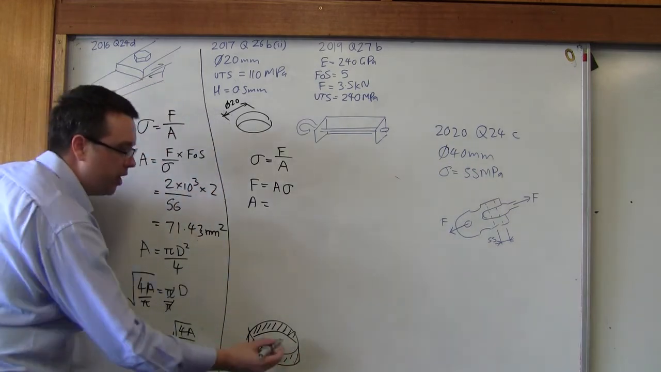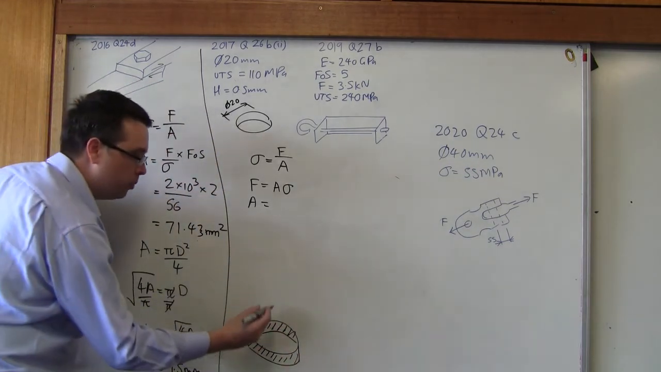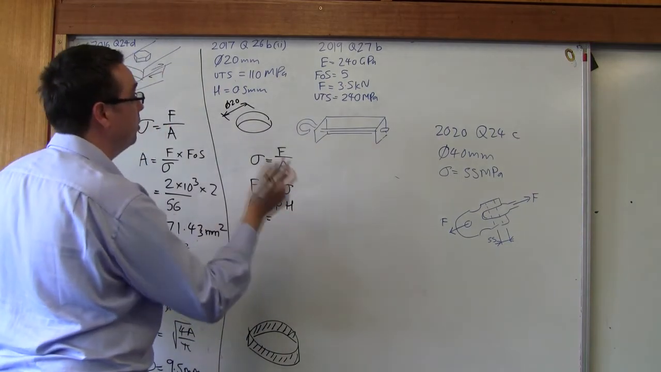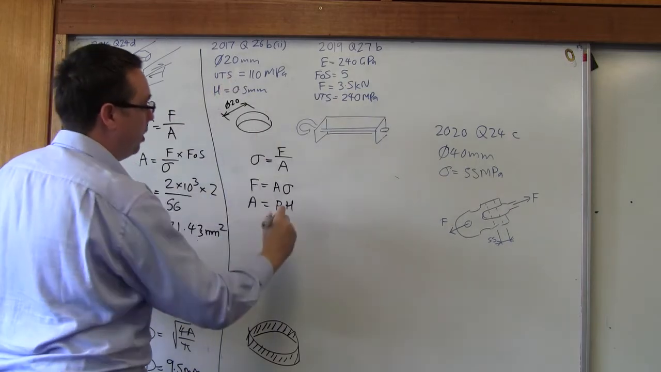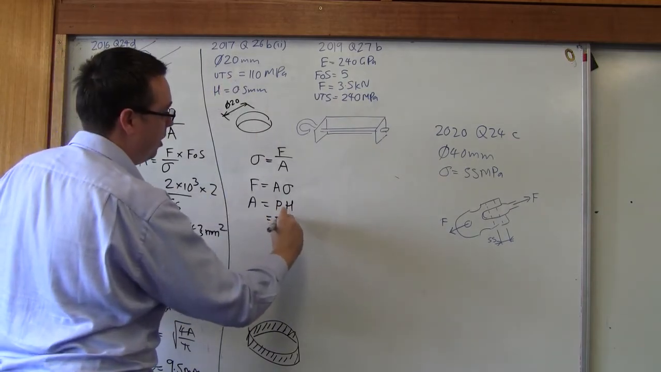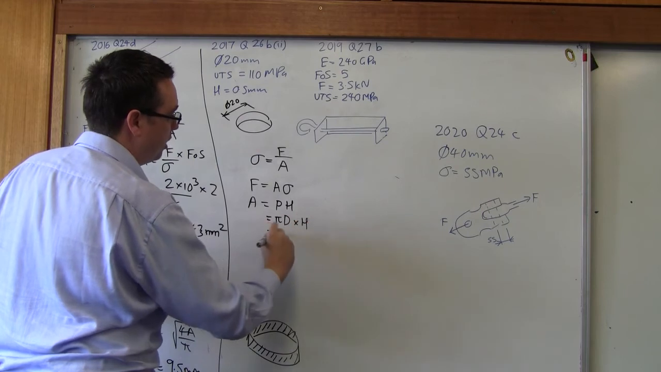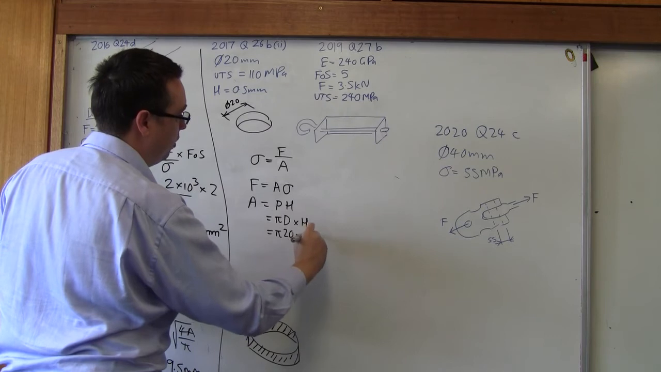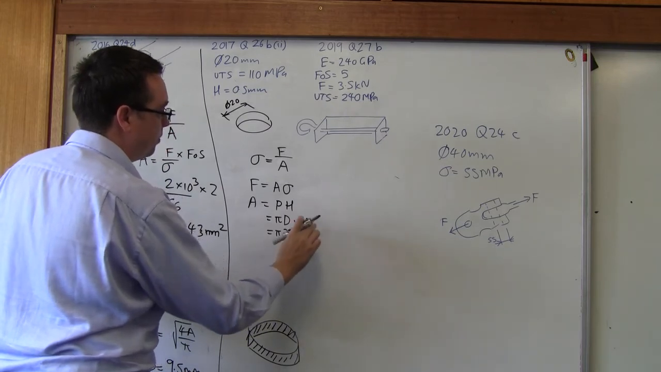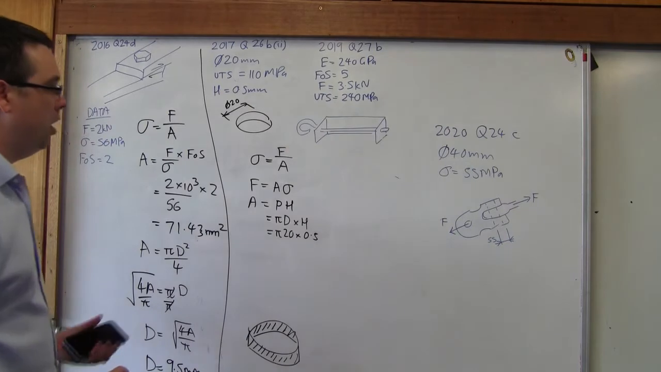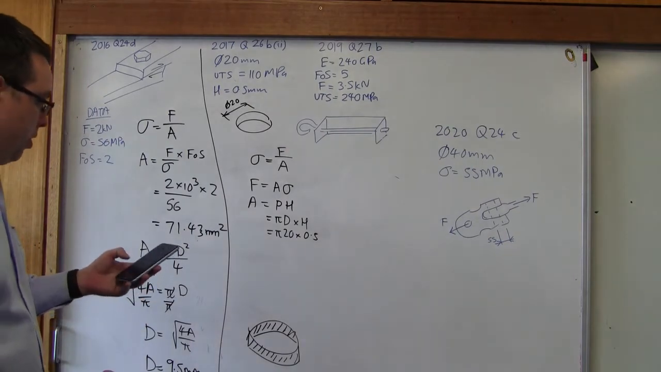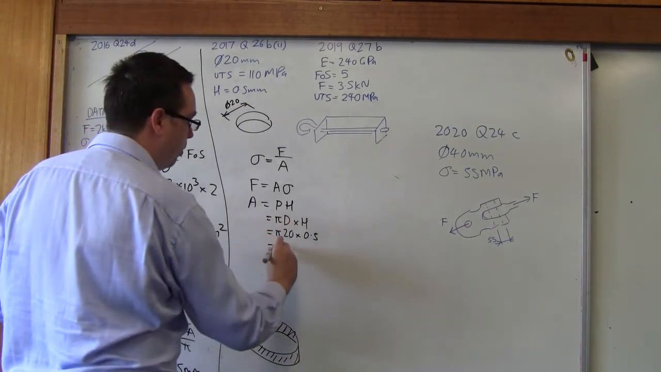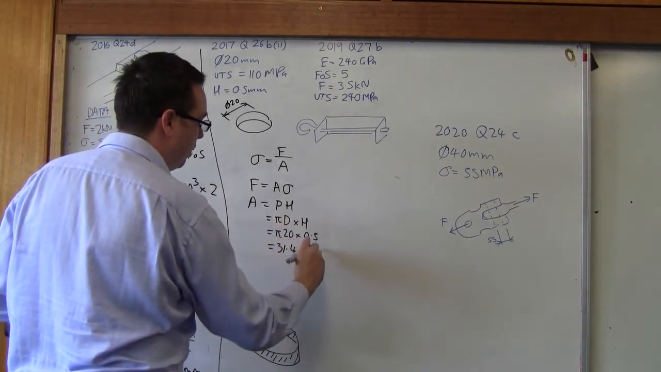So what we need to do is find the perimeter of the circle and then multiply by the height. So the perimeter times the thickness is how we write that. The perimeter is going to equal pi times diameter, times height. So that's going to equal pi times 20 times 0.5. Half times 20 is 10, so 10 pi. That's going to equal 31.4 millimeters squared.